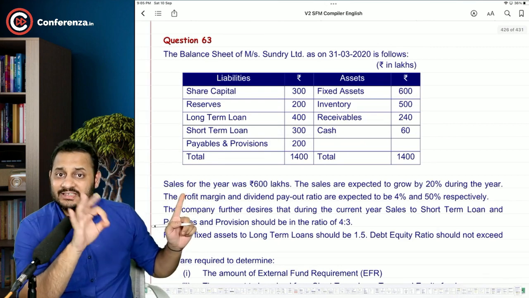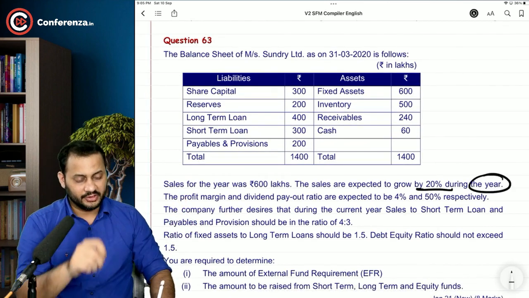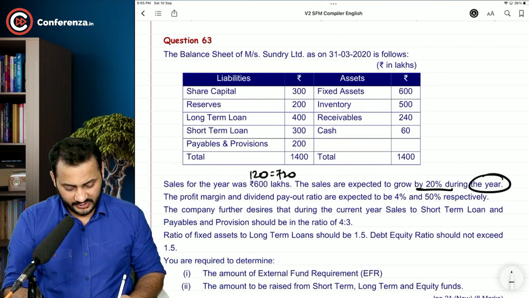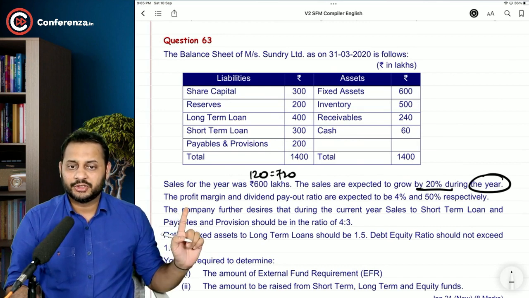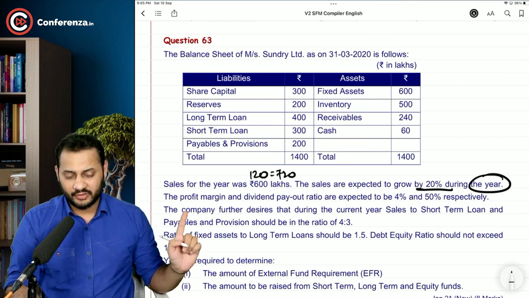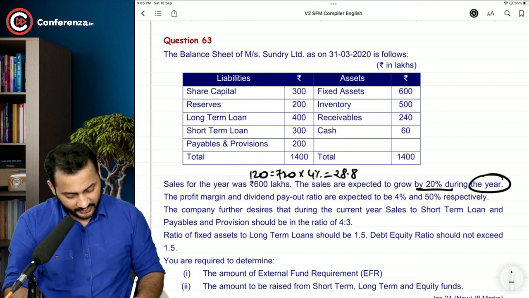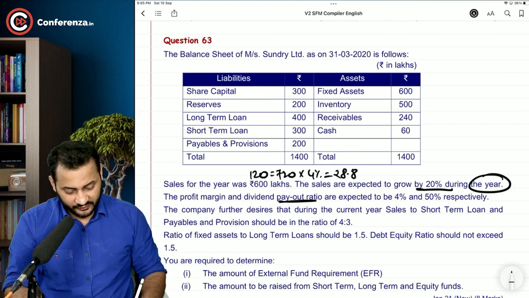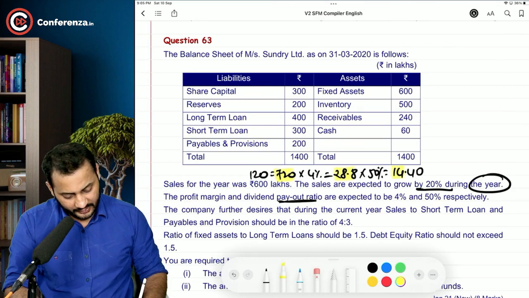Sales for the year was 600 lakhs. The sales are expected to grow by 20% during the year. That means 120 more, so the total will go to 720. Sales will be 720 this year. The profit margin and the dividend payout ratio are expected to be 4% and 50%. 4% will be the profit margin, that's 28.8. This is the profit, and the payout ratio is applied on the profit itself, which is 50%. That means the dividend payout will be 14.40. So this is the new sales, profit and dividend.